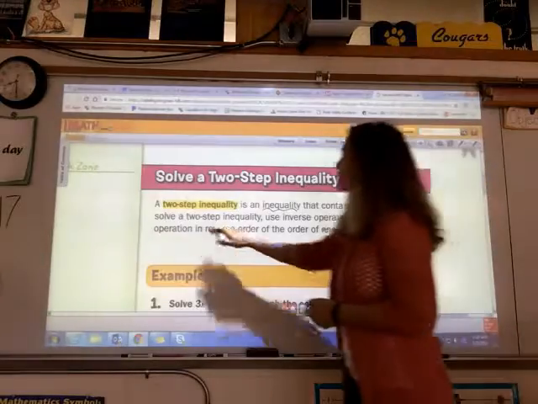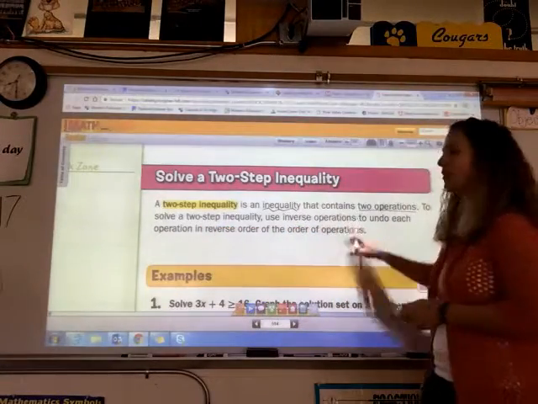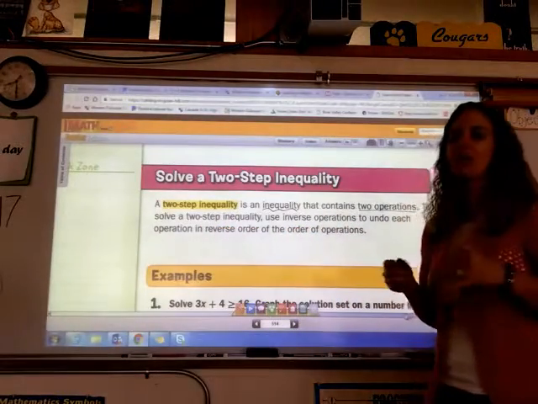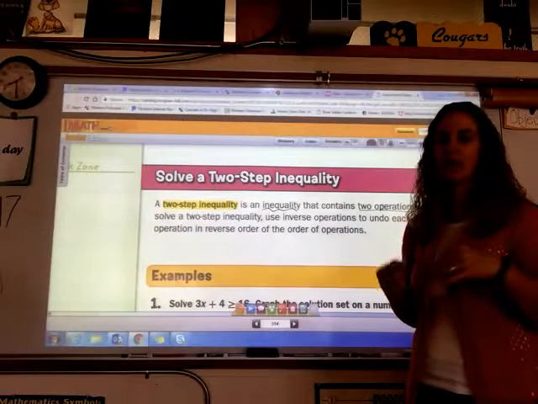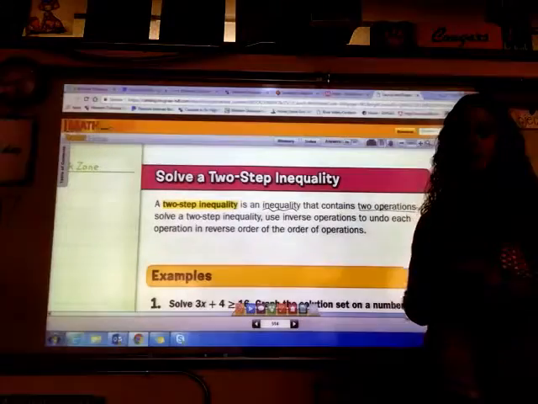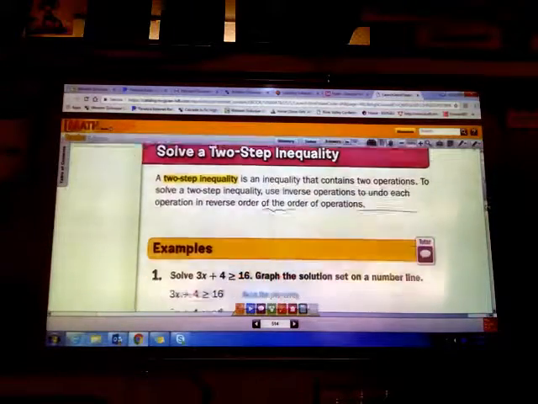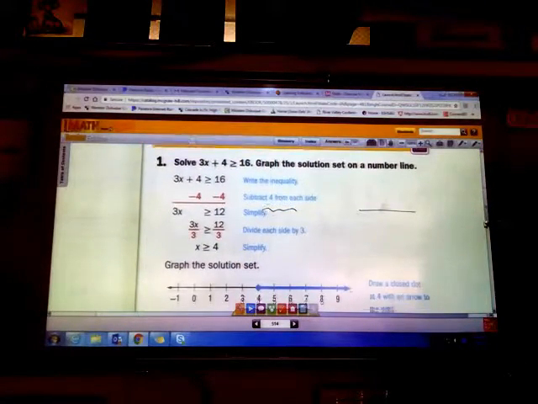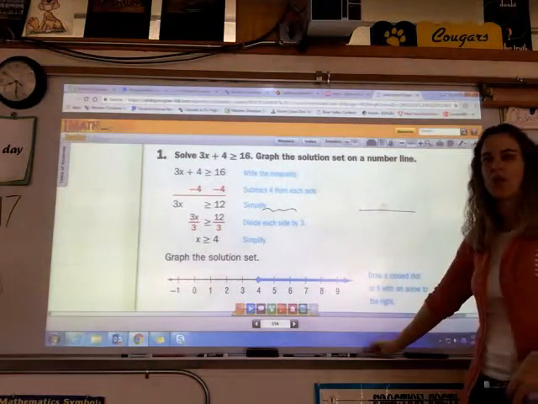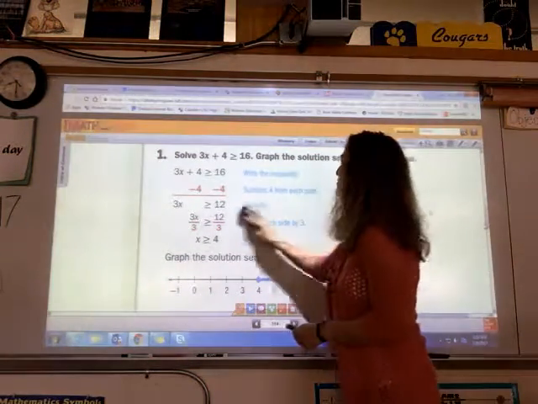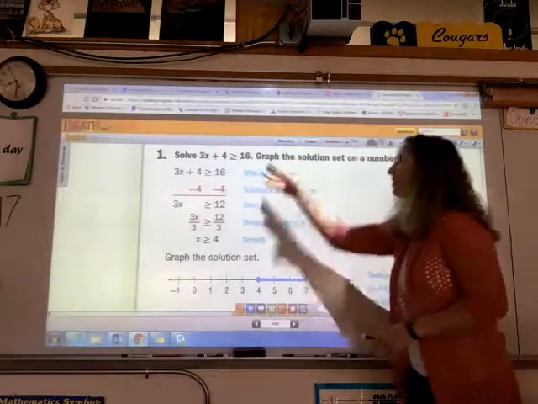When you're solving it, you're going to be using your inverse operations. So again, we're going to be thinking about our addition and subtraction properties of inequality, along with the multiplication and division properties of inequality when we work through these. Let's take a look at number 1. They're giving us a two-step inequality, and they're also asking us to graph this on a number line. So let's take a look.